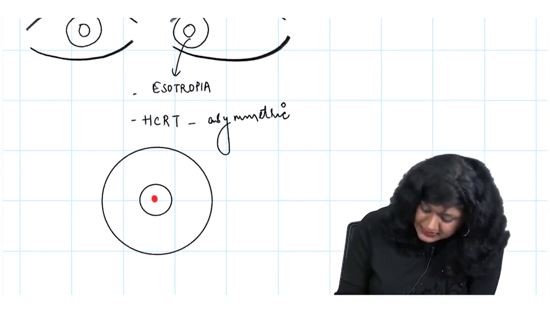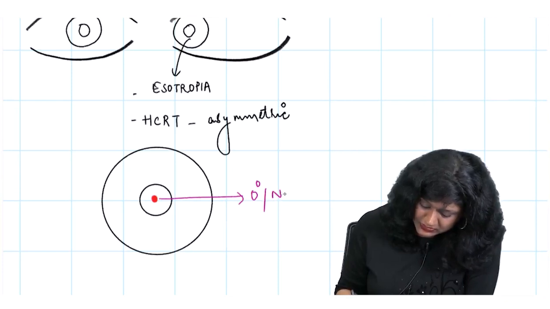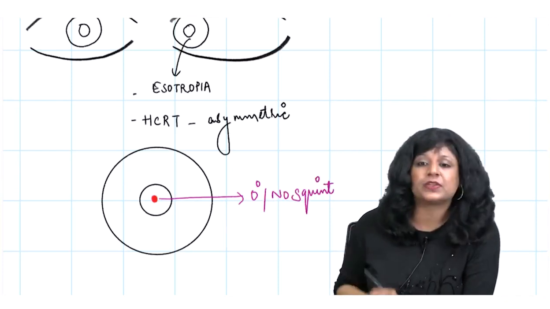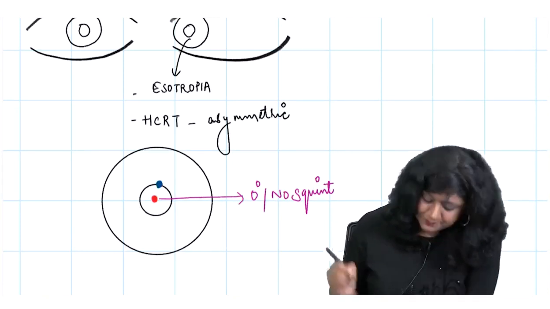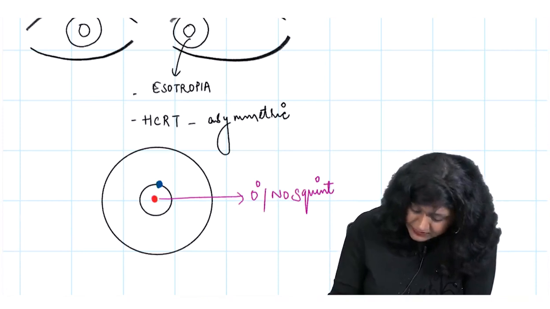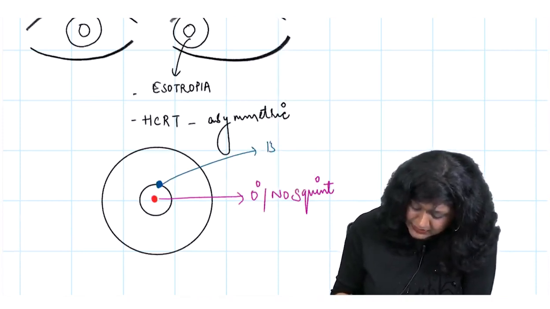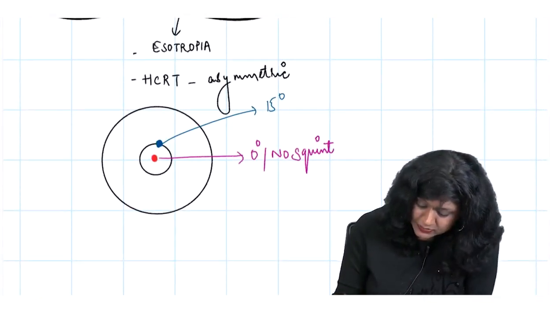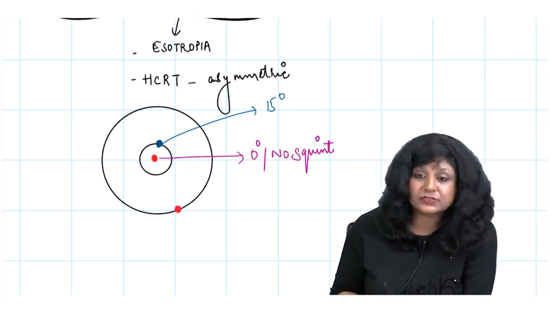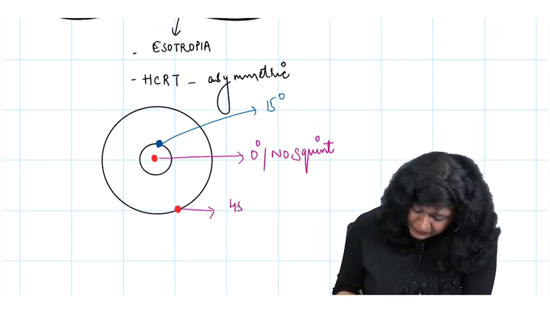So if it is present in the center, I will say 0 degree, no squint is present. This is your 0 degree or no squint. If I have the reflex somewhere on the pupillary border, then I will say that this patient is having the 15 degree squint. If this patient is having this reflex on the limbus, then I will say at the limbus it will be 45 degree.